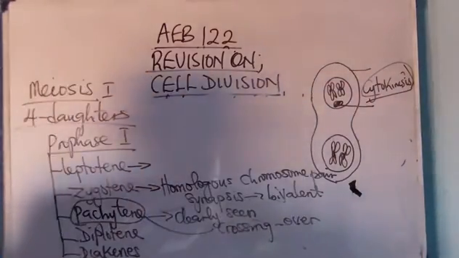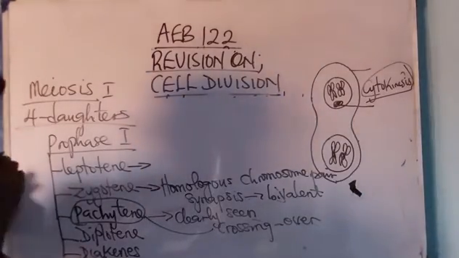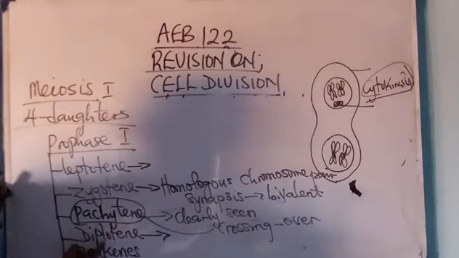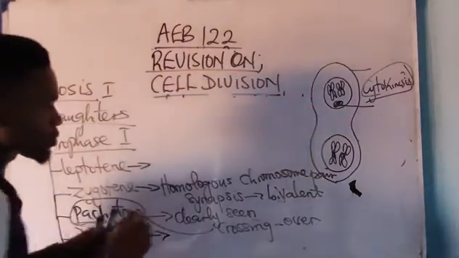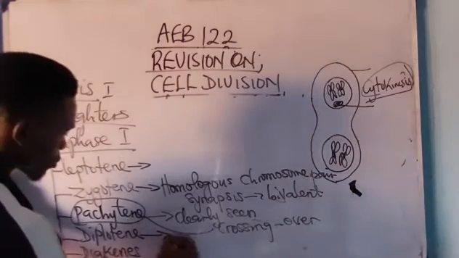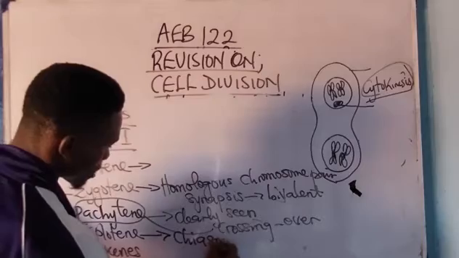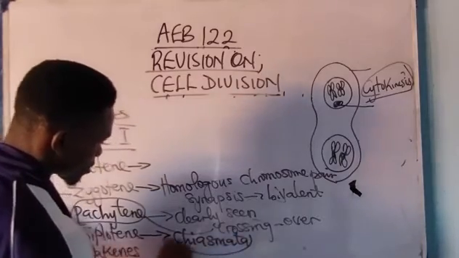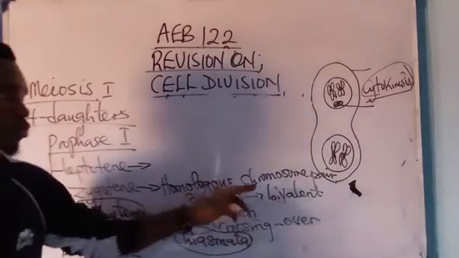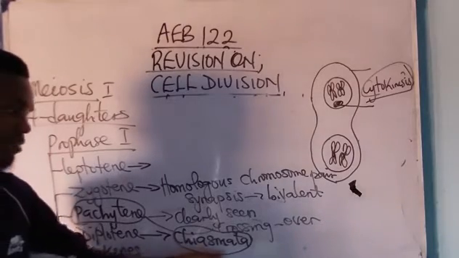It is this stage that is crossing over. Take note of that. Now, it is during the diplotene that the homologous chromosomes pull apart and form what is called chiasmata. During the diplotene, these homologous chromosomes get prepared. They are pulling over, and they form a chiasmata.